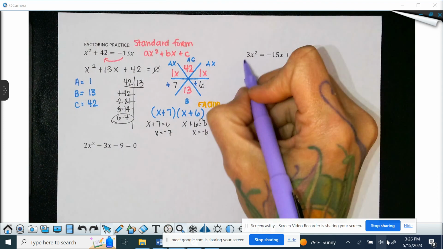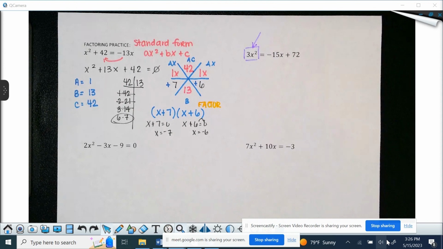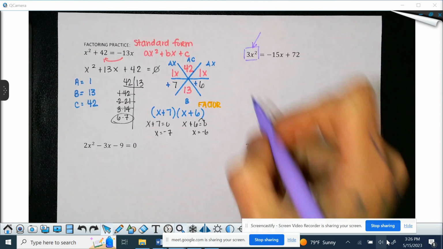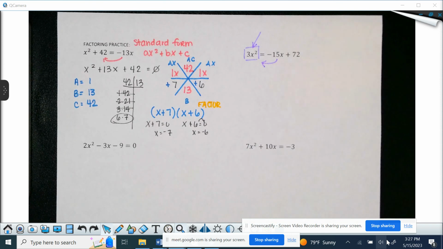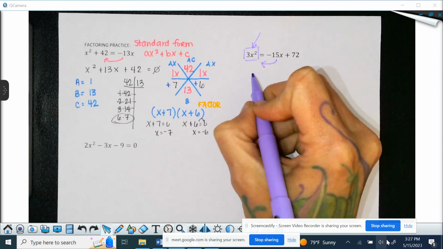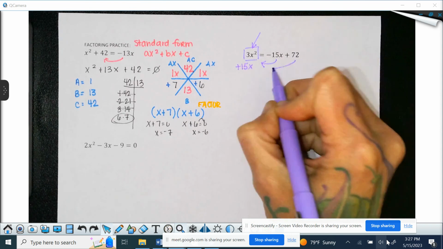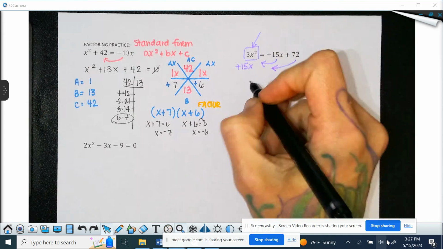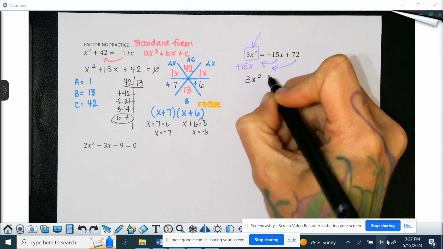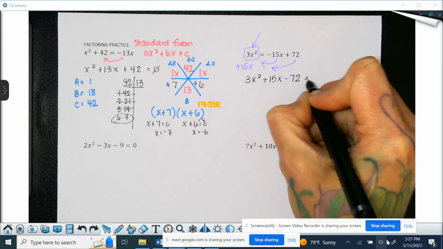And there's ax squared. So this is our a value. We want it to stay positive. If we can turn it into a 1, that's even better. We'll deal with that in a minute. So I'm going to move this negative 15 over. How am I going to move that negative 15 over? Add 15x. Perfect. And that 72, I want to move it. So how am I going to move it? Subtract it. So basically all of this becomes opposite. So 3x squared plus 15x minus 72 equals 0.